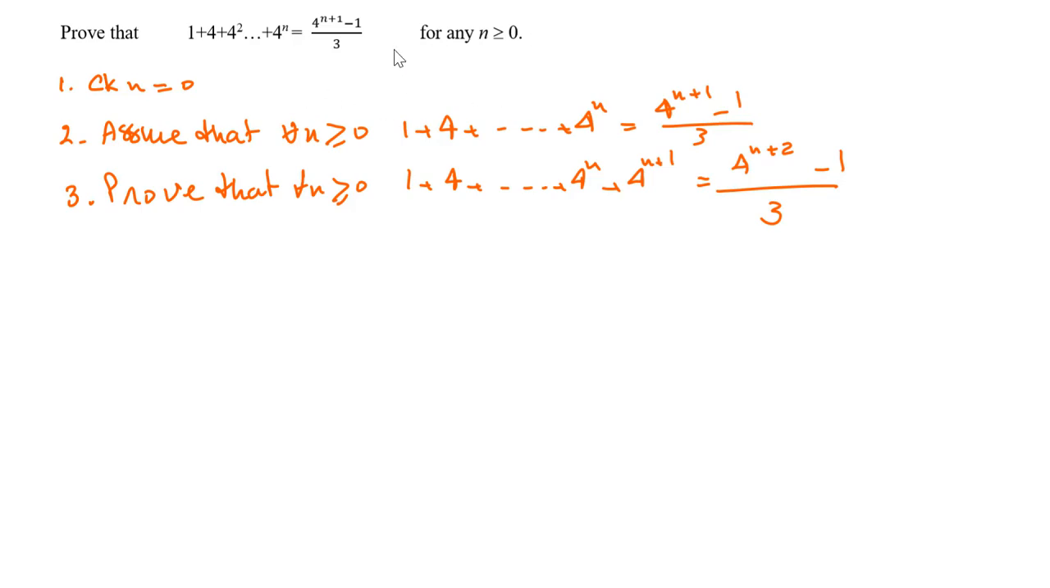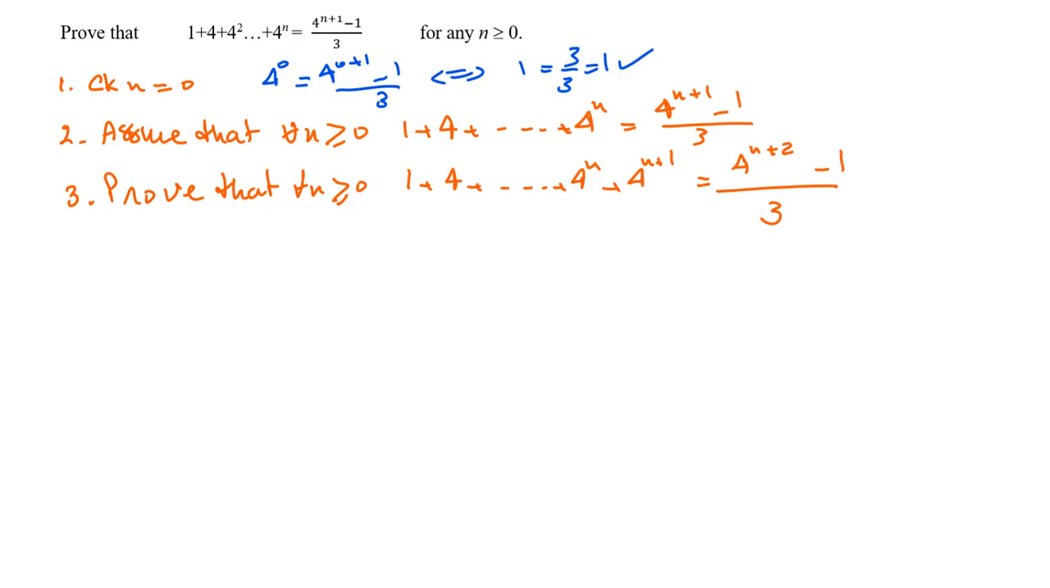The first thing we do, we check for the smallest n, or the base n, which is n equal to 0. So as we see, 4 to the 0, is it equal to 4 to the 0 plus 1, minus 1, over 3? 4 to the 0 is 1, and here this is going to be 4 minus 1, which is 3 over 3, which is equal to 1. So the base n equals 0 is checked.